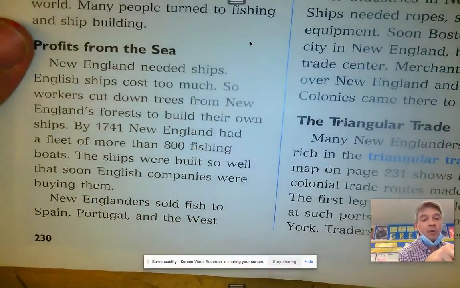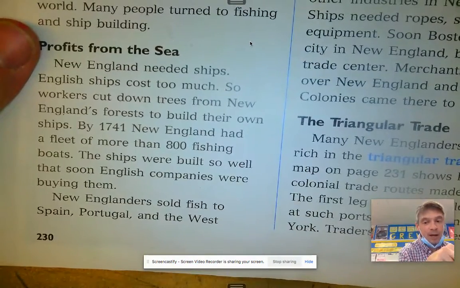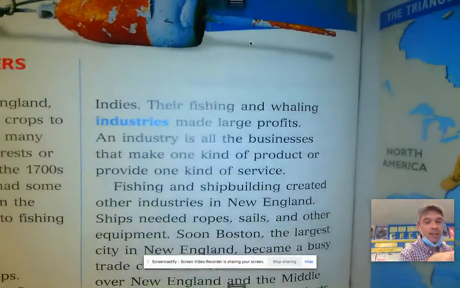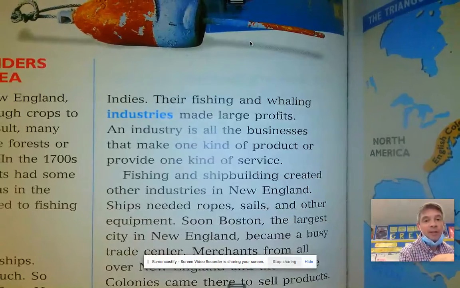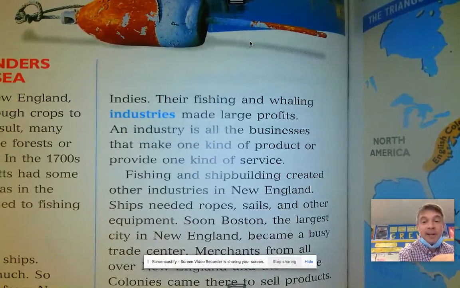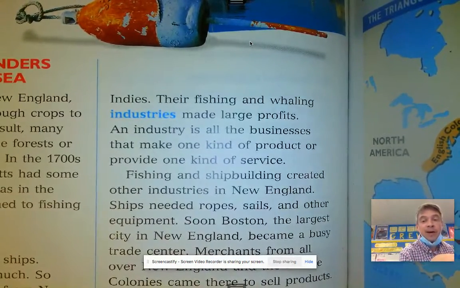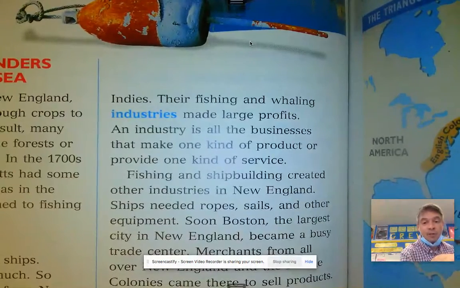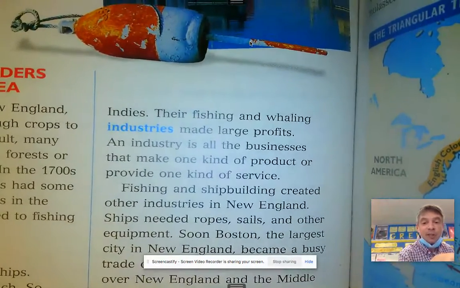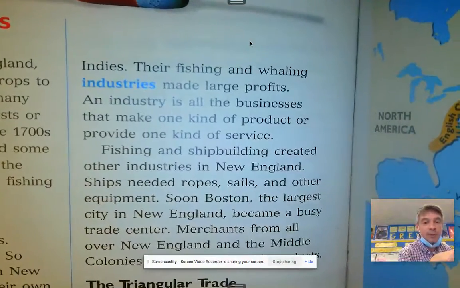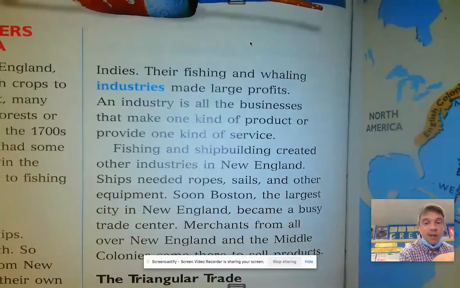New Englanders sold fish to Spain, Portugal, and the West Indies. Their fishing and whaling industries made large profits. An industry is all the businesses that make one kind of product or provide one kind of service. Fishing and shipbuilding created other industries in New England. Ships needed ropes, sails, and other equipment.